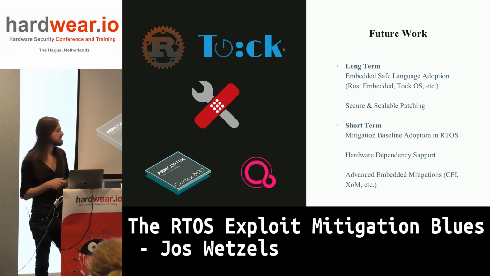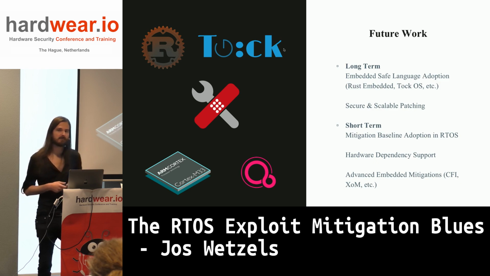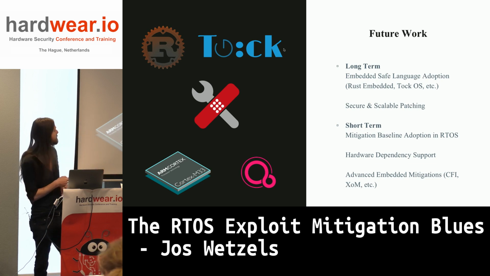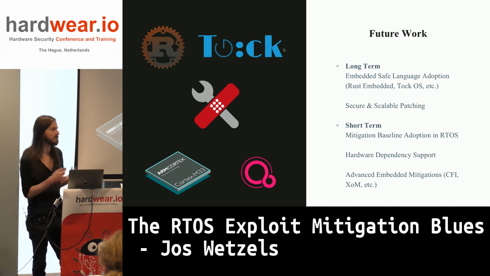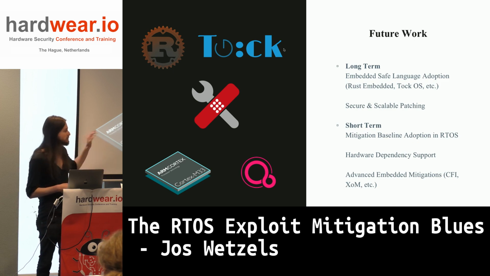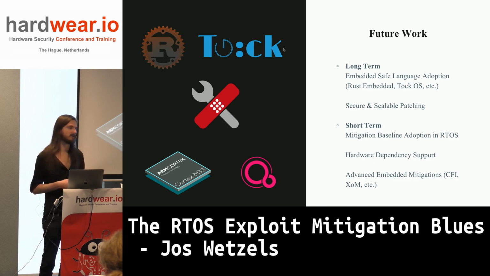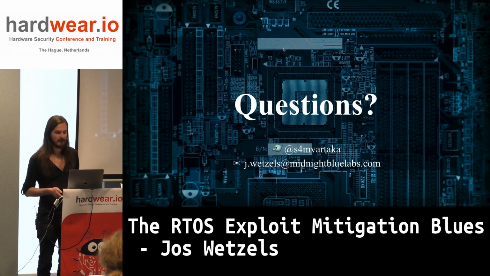When it comes to future work, I see 2 main trajectories. One is the long-term one, which basically consists, in my opinion, of people starting to take embedded safe language adoption seriously, and you can see people in the Rust Embedded project and the Tock OS project taking this quite seriously, as well as working on secure and scalable patching solutions across the space. And in the short term, in order to cover this long term, I'd like to see mitigation baseline adoption across RTOSes, as well as increased hardware dependency support and work towards advanced embedded mitigations such as control flow integrity and execute-only memory. And that's it.